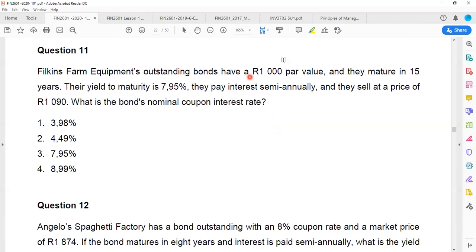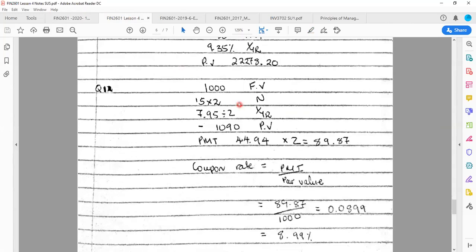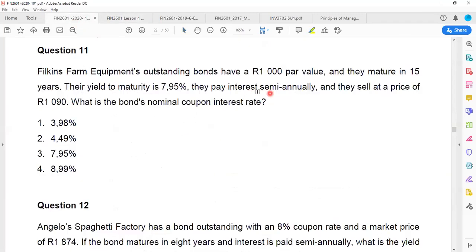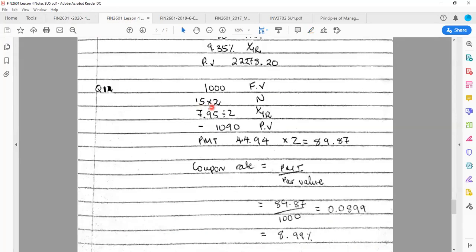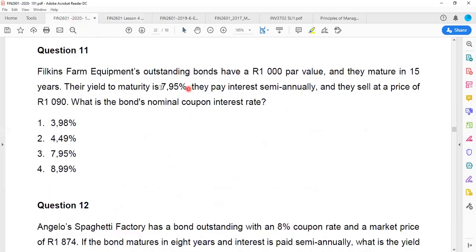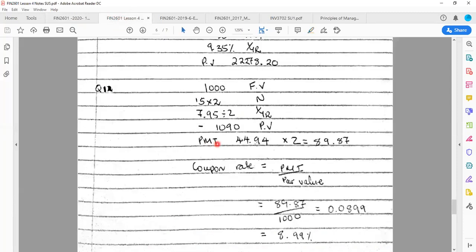Okay, so hopefully you were able to do question 11 and hopefully you got 8.99%. In this case, remember the coupon payments are happening semi-annually. They pay interest semi-annually, so we need to remember to multiply n by 2, 15 by 2, those are our years. 1000 is the future value. Divide our yield to maturity by 2, 7.95% divided by 2. Our PV, that's the current price of the bond, we take that to be 1090, and then we calculate PMT.